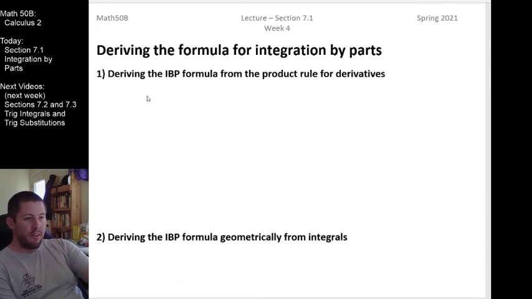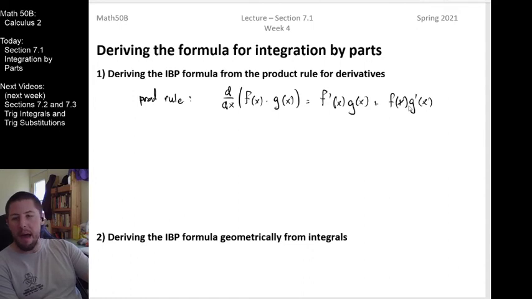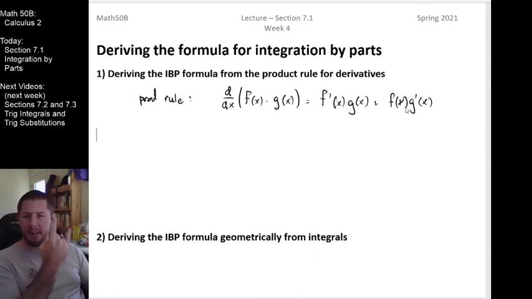So product rule for derivatives. Let's state it. The product rule is the derivative of some f of x times g of x is, we're going to get the derivative of the first with the second left alone, plus we're going to leave the first one alone, and we're going to take the derivative of the second. All right, so f prime g plus g prime f right there.